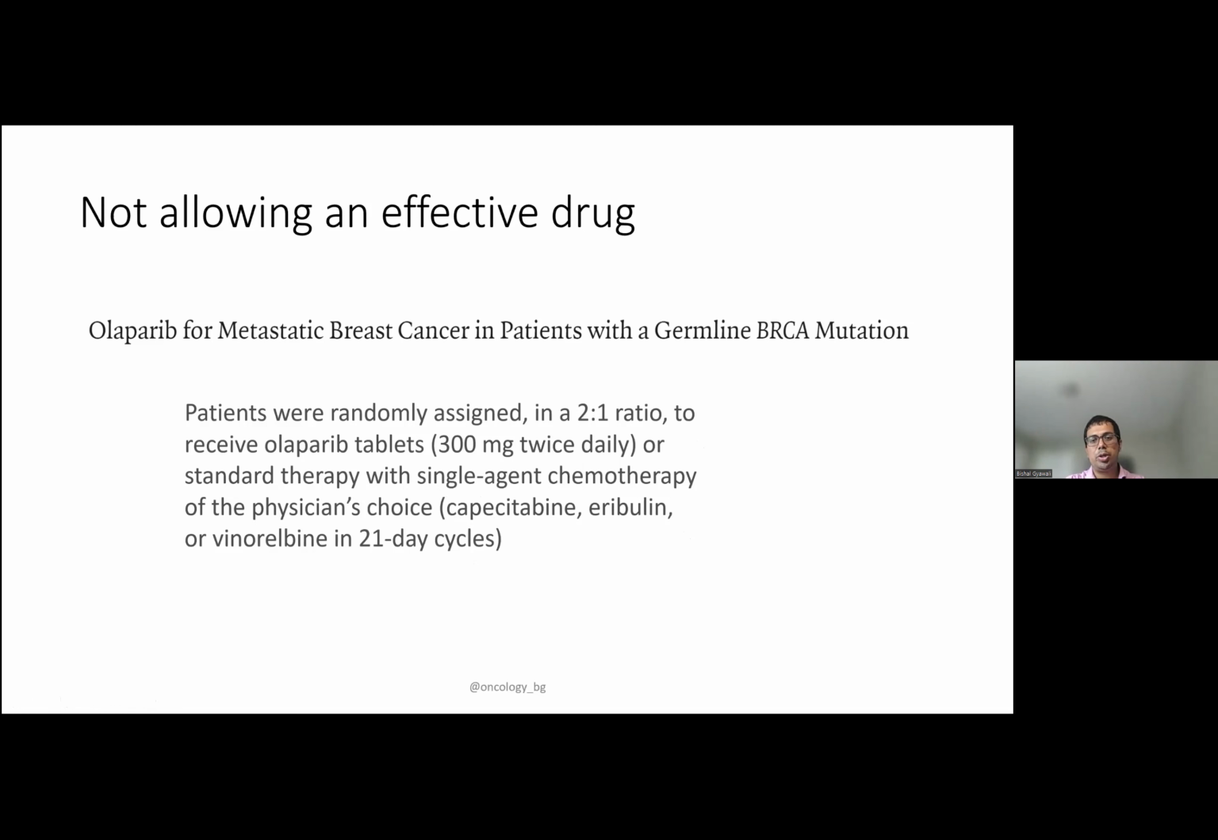For patients with BRCA mutation positive breast cancer, several physicians might have wanted to use carboplatin because there is evidence to show that platinum chemotherapy is more beneficial in patients with BRCA mutation positive tumors. But by saying that you can choose between capecitabine, eribulin, or vinorelbine, basically what they're saying is you cannot choose carboplatin.